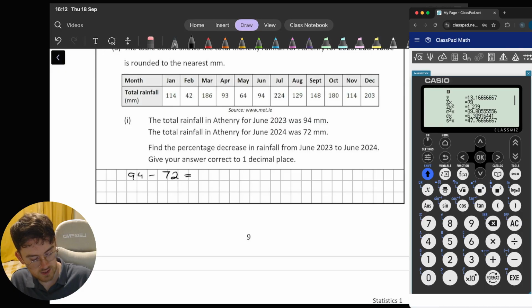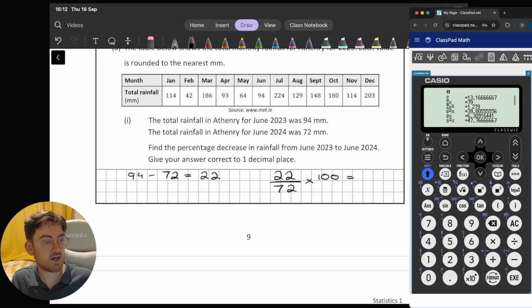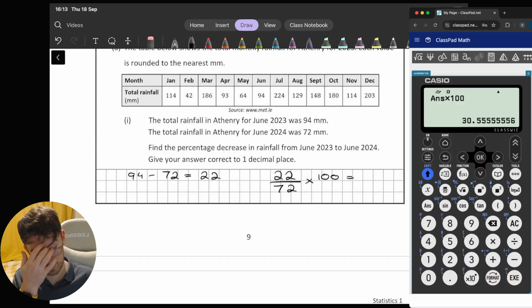So the decrease in rainfall is 94 minus 72, which is 22. We're going to put that over the new rainfall that we have, which is 72, and times 100. I'm just going to use this calculator while we have it here. So 22 divided by 72 times 100, and that is going to give me, to make this very awkward, 30.5. They said to 1 decimal place, so 30.6%.